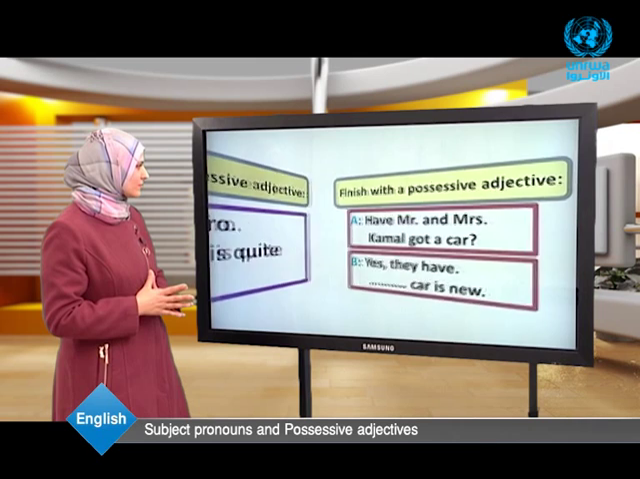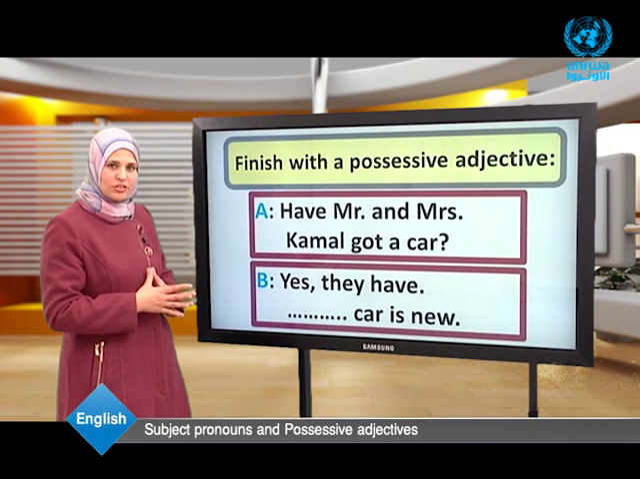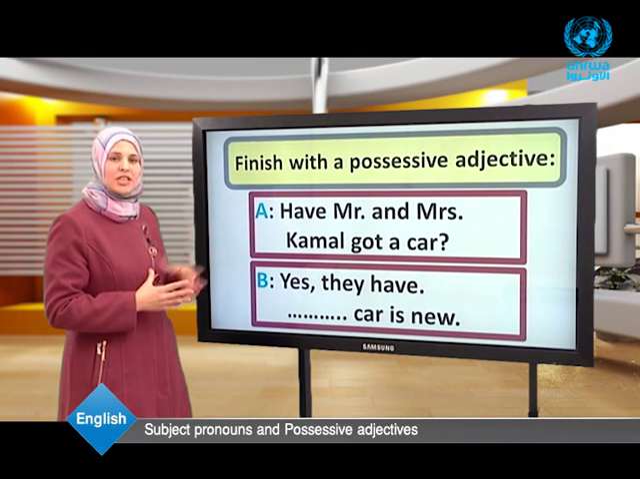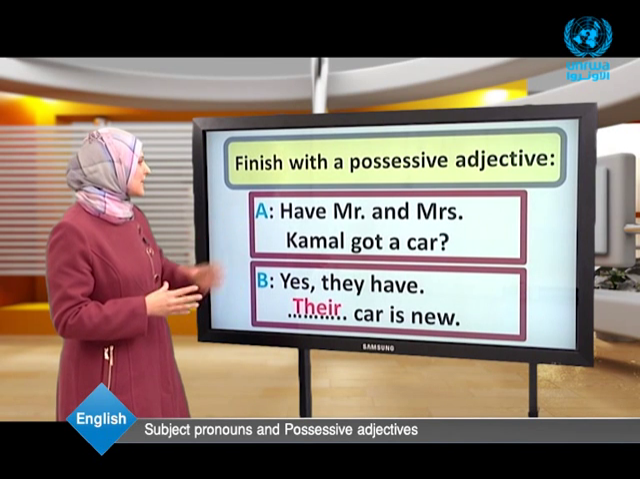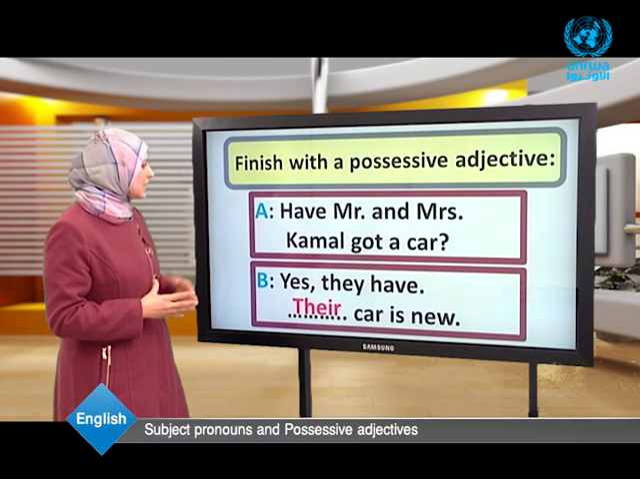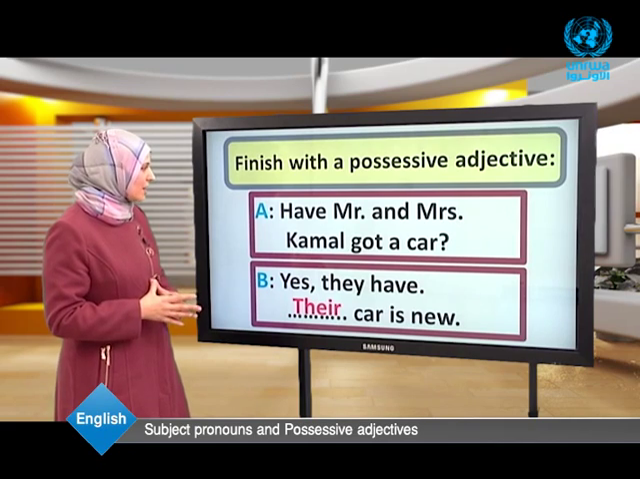Another mini dialogue. Read it yourself. Try to complete with a possessive adjective. Great. Have Mr. and Mrs. Kamal got a car? Yes, they have. Their car is new. Let's read the mini dialogue once again. Have Mr. and Mrs. Kamal got a car? Yes, they have. Their car is new.